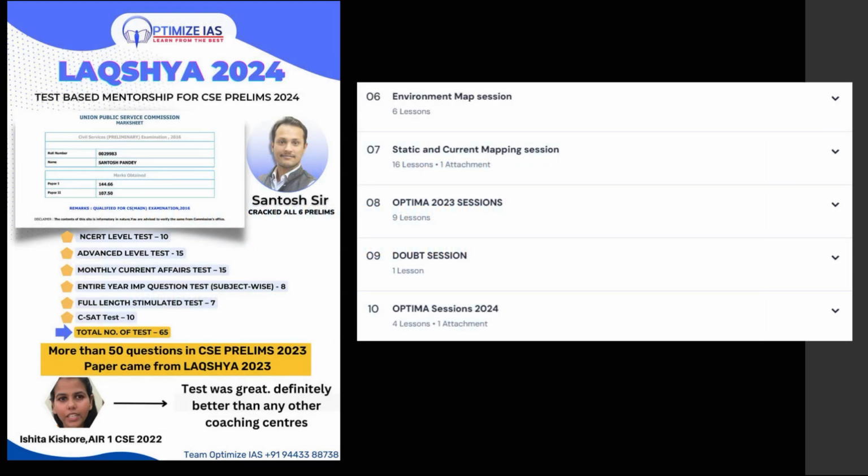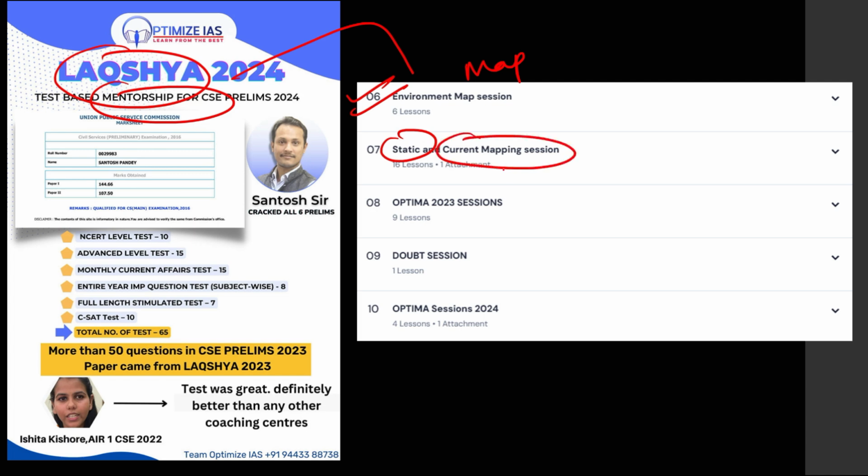So with this guys, let me tell you that all these wetlands we are covering in our environment map sessions. Guys, in Lakshya Prelims mentorship, we are conducting map sessions. You can see we are conducting a lot of map sessions, static and current mapping sessions. Then environment map sessions, you can see 6 map sessions we have already conducted, where we have covered all the protected areas. There are 6 lessons, 2 hours each.